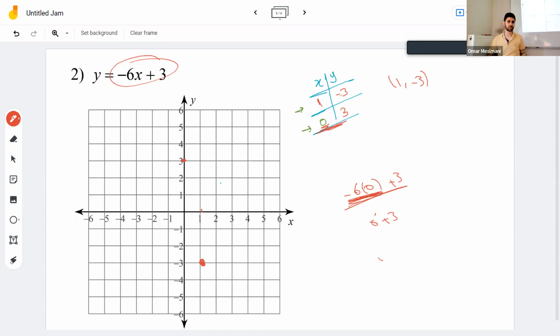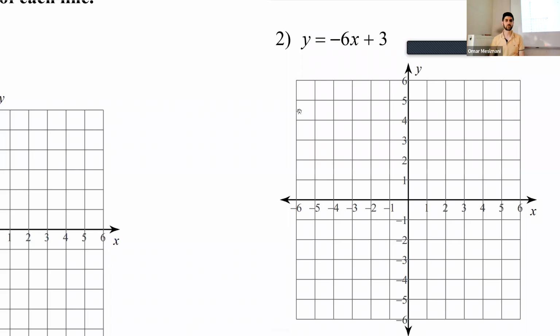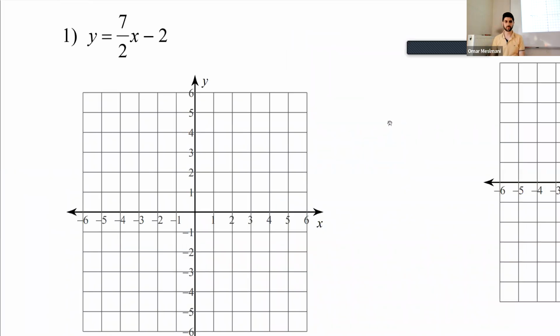And then I will connect these. You have a ruler, you have whatever you have. So this is the line. Any problem? Okay. Now this one is your turn. Show me how you do this.